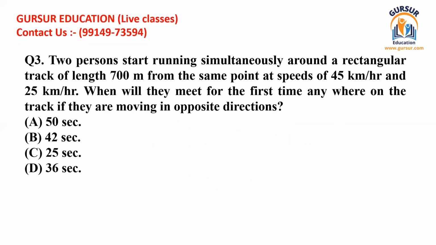This is question number 3, and it's saying that 2 persons start running simultaneously around a rectangular track of length 700 meters. Okay, so this is the rectangular track, so we can make the shape in our mind. Its total length is 700 meters. You have to remember that the denomination is in meters, so everything should be in meters.